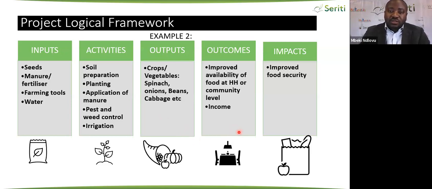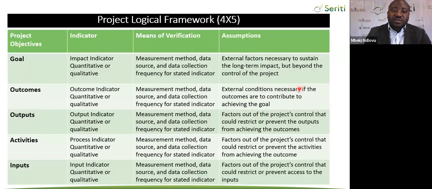And then the outcomes is that you will have improved food availability in the household as well as in the community. Sometimes you might get an income if you're doing something extra outside what we do. Sometimes if you have enough, you can sell vegetables and get an income out of it. And ultimately, we would like to see the food security situation improving.